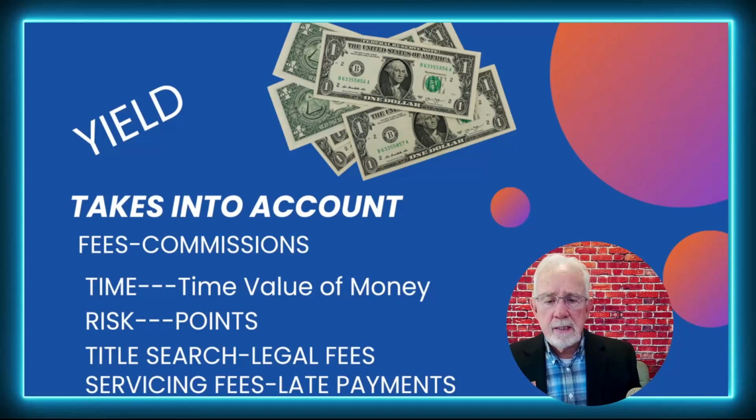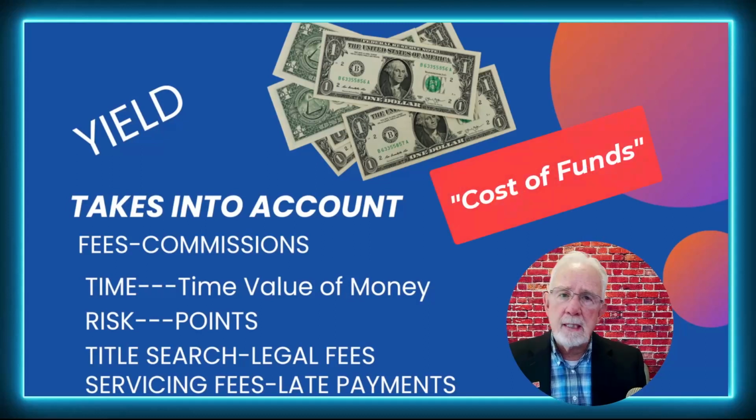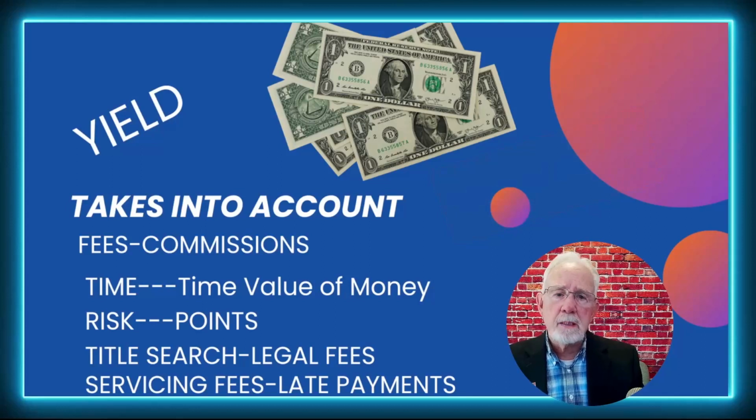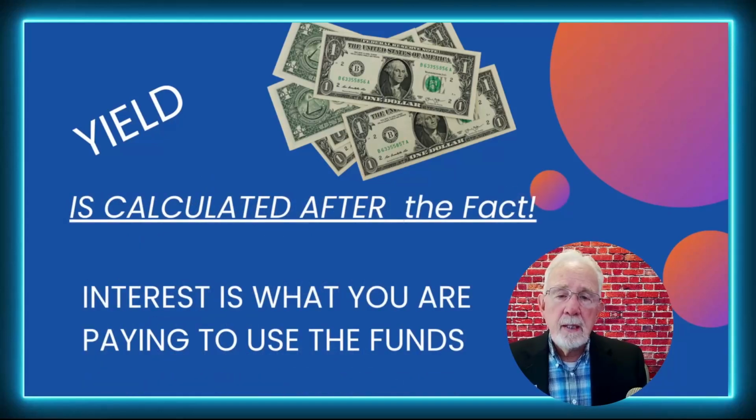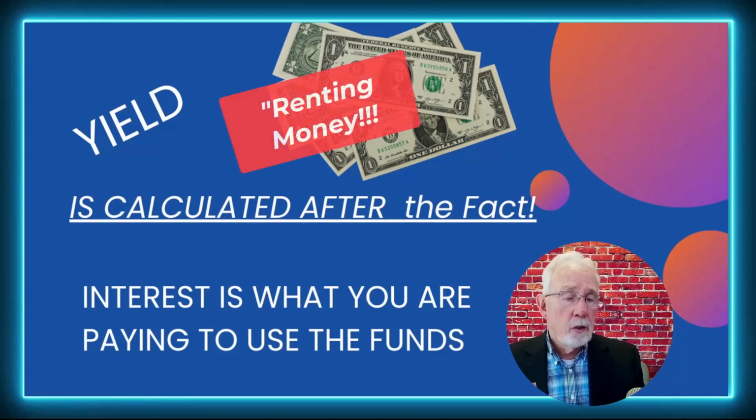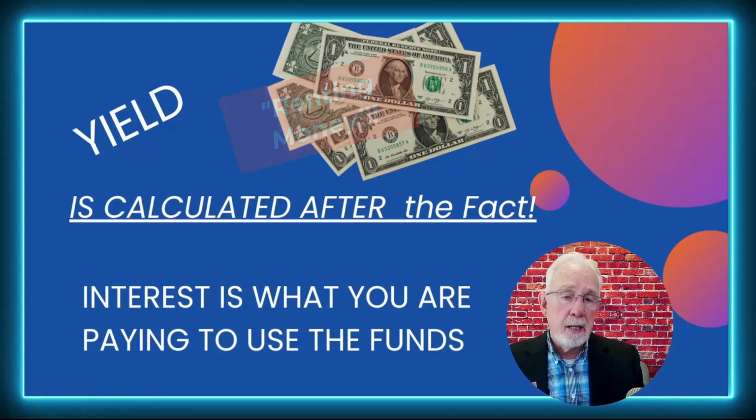So the yield takes into account the risk, the points, the title search, the legal fees, the servicing fees, the late payments, the missed payments, and yield can only be calculated in arrears. It's after the fact. Now, interest is what you are paying to use the funds. I like to say you're renting the money, and the person that is loaning you the money, the bank or the institution or the private financing, they are collecting fees and rent on their money, and that rent is the base rate on the note.